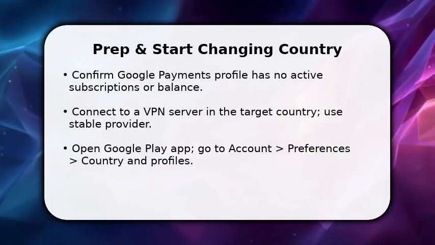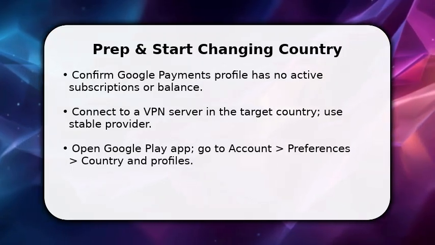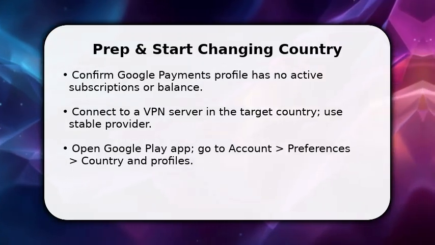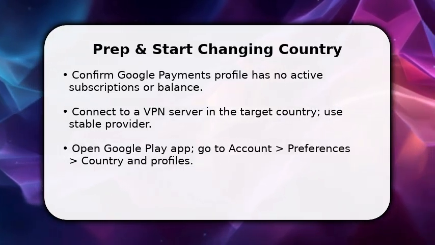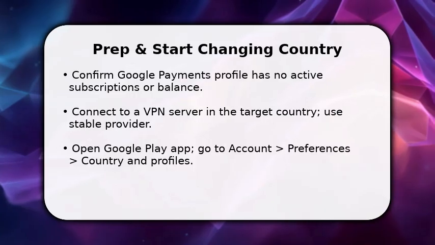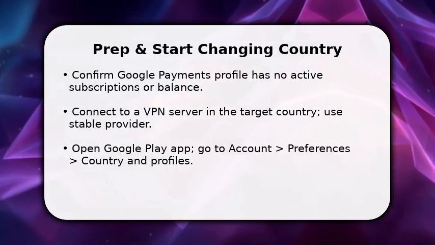You begin by clearing payment blockers and switching on a VPN to the country you want. Once connected, open Google Play and tap your profile icon, then Account. Go straight to Preferences and locate Country and Profiles. You'll see the option linked to the VPN location if eligible.